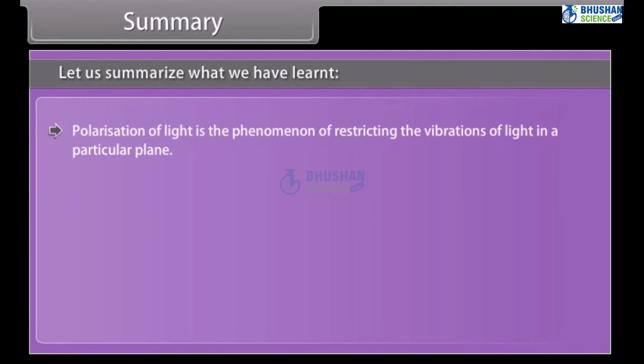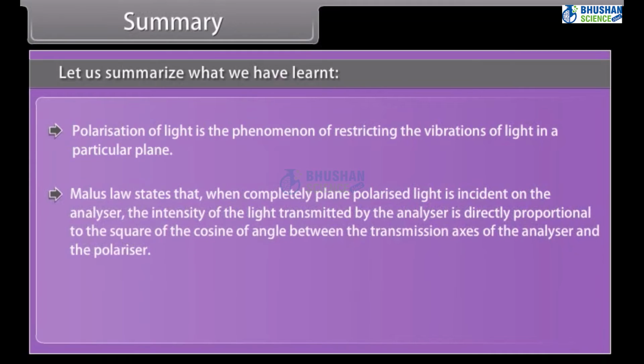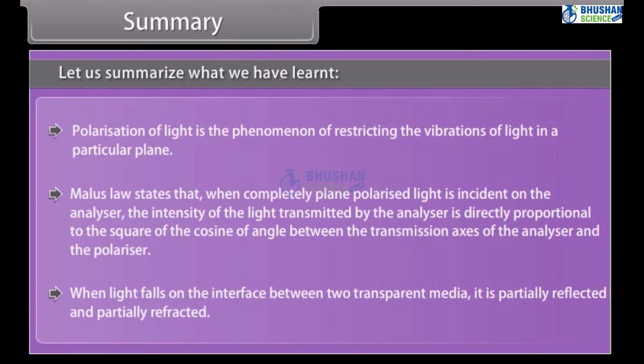Polarization of light is the phenomenon of restricting the vibrations of light in a particular plane. Malus's Law states that when completely plane polarized light is incident on the analyzer, the intensity of the light transmitted by the analyzer is directly proportional to the square of the cosine of the angle between the transmission axes of the analyzer and the polarizer. When light falls on the interface between two transparent media, it is partially reflected and partially refracted.